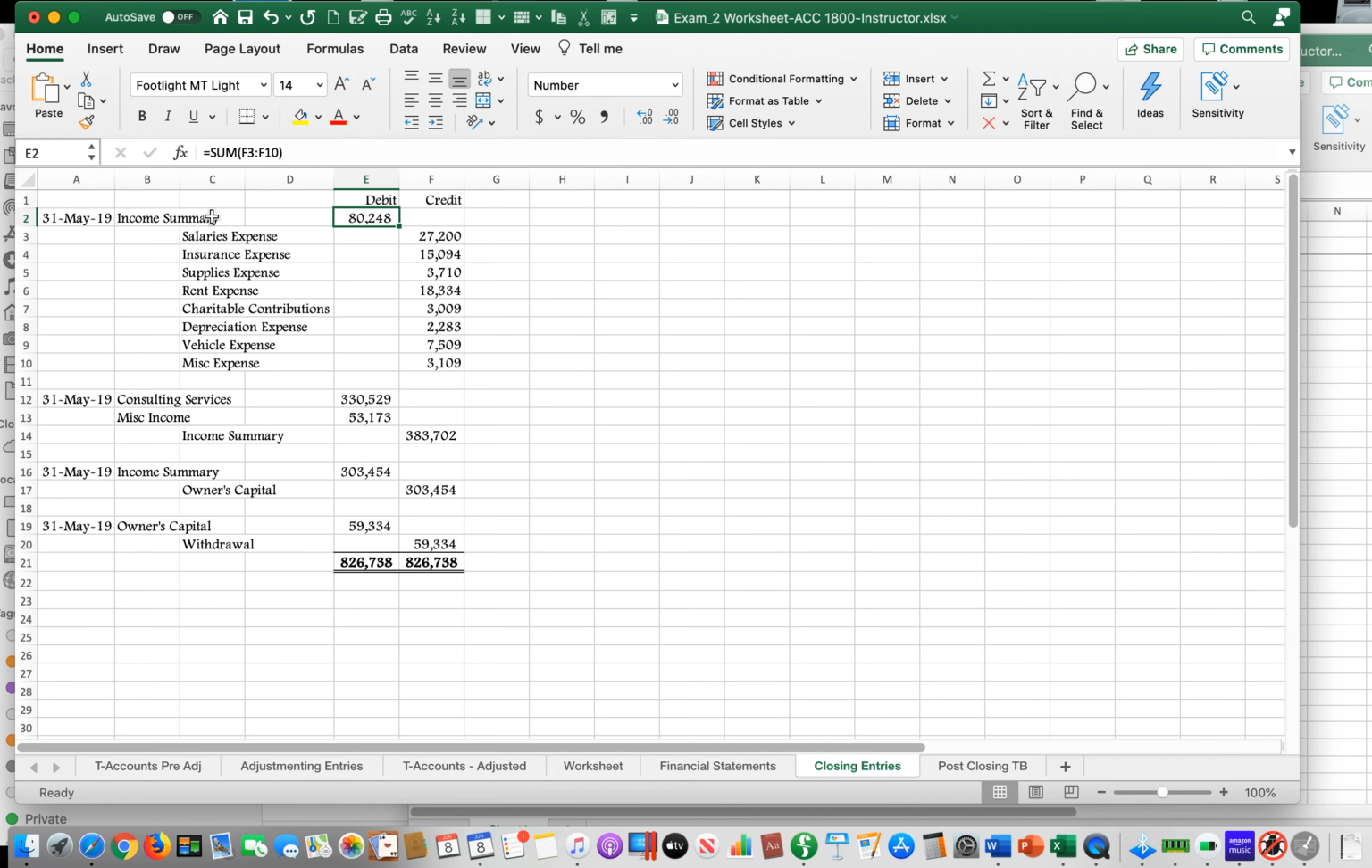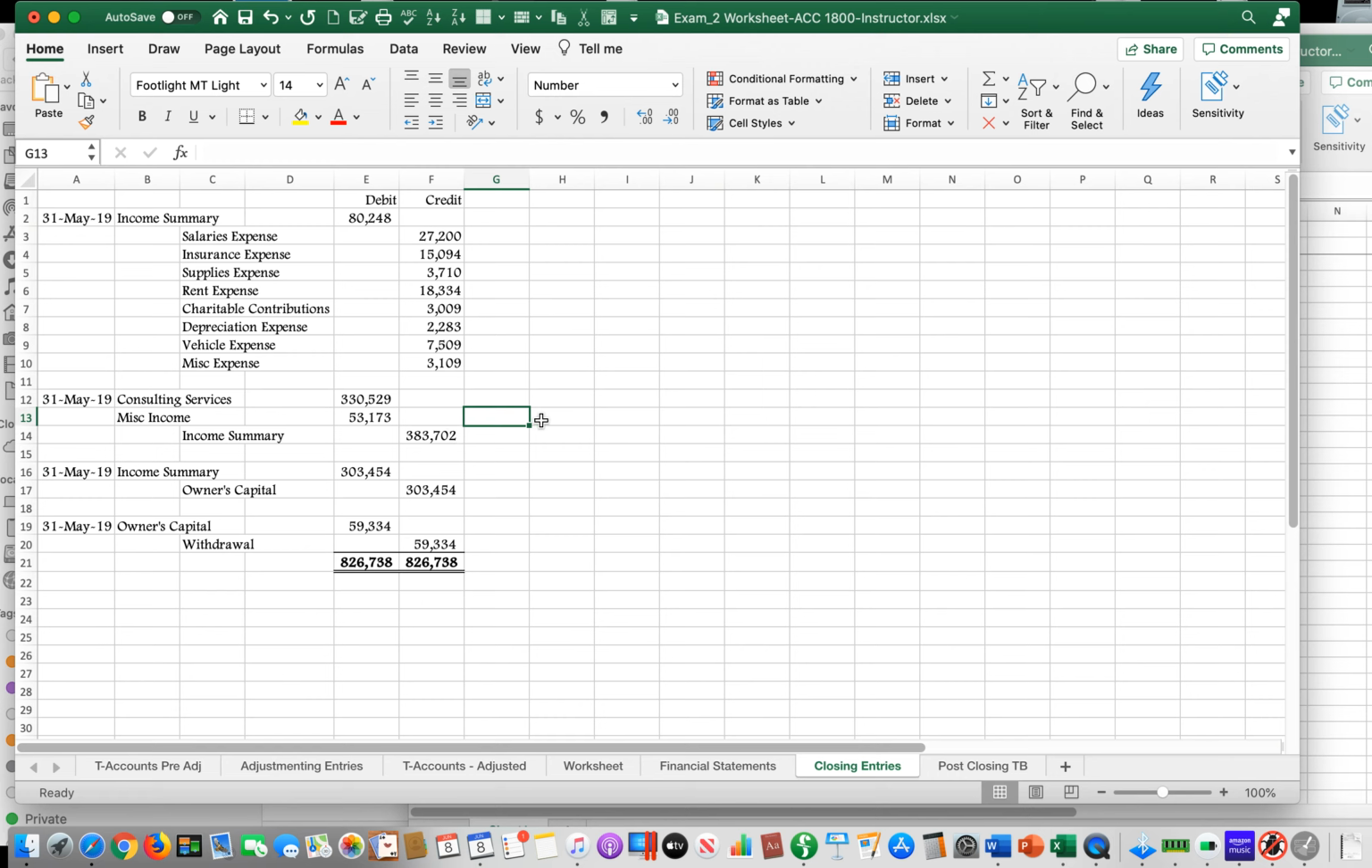So you credit the debit balances, which are all your expenses, and you debit the income summary. You do the opposite for your revenue. Your consulting services and miscellaneous income normally have a credit balance. So to close them, you debit them for the same amount, and then you would credit income summary.